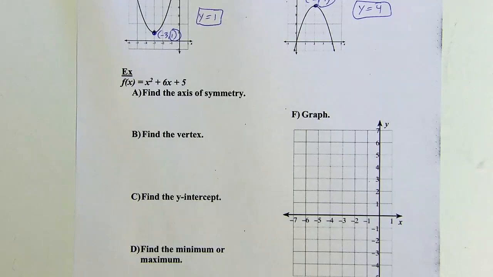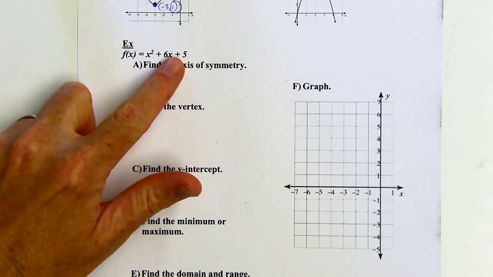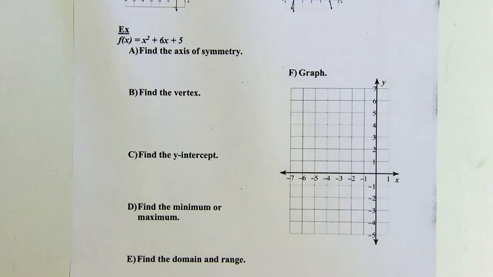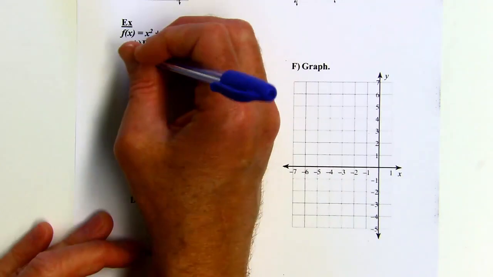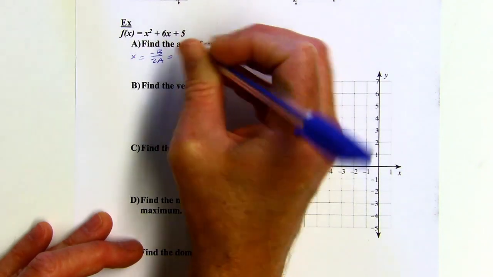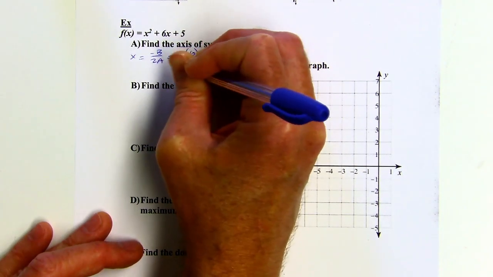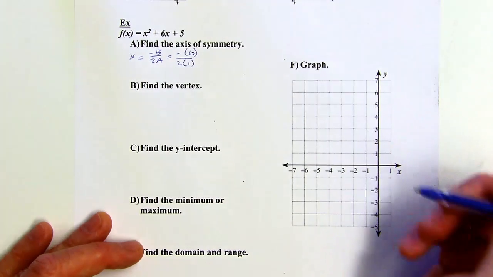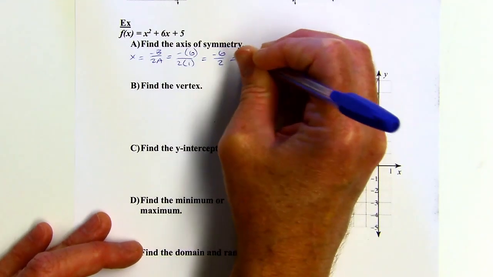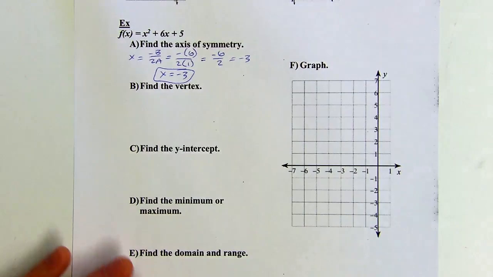So let's look at another here. So we're going to graph this parabola. This form is called standard form, ax squared plus bx plus c. So let's start with the axis of symmetry. x equals negative b over 2a. So the b is 6, and the a would be 1 because it's a 1x squared, right? So I've got negative 6 over 2, which is negative 3. And then I want to write my answer as x equals negative 3.